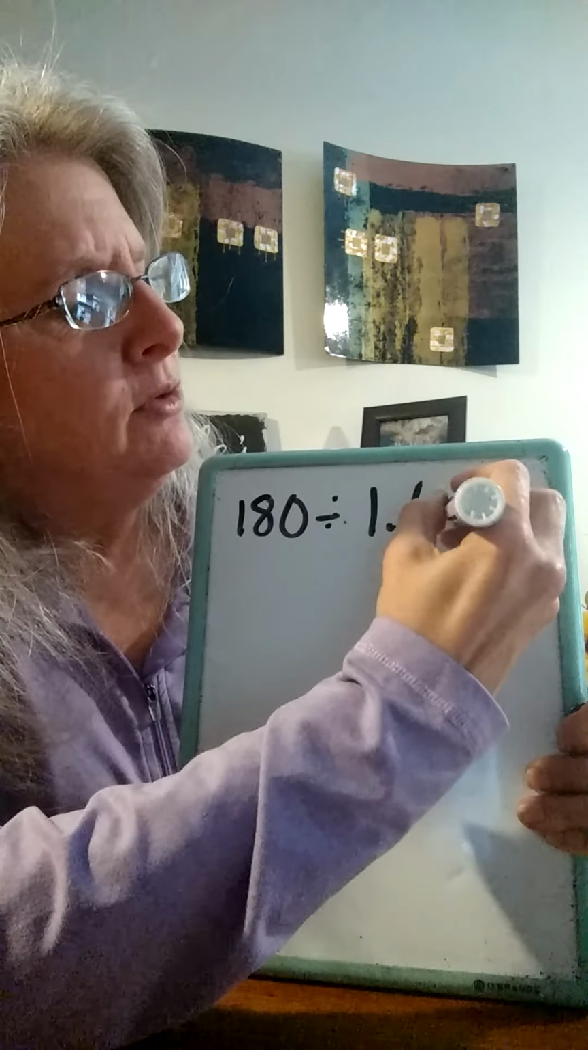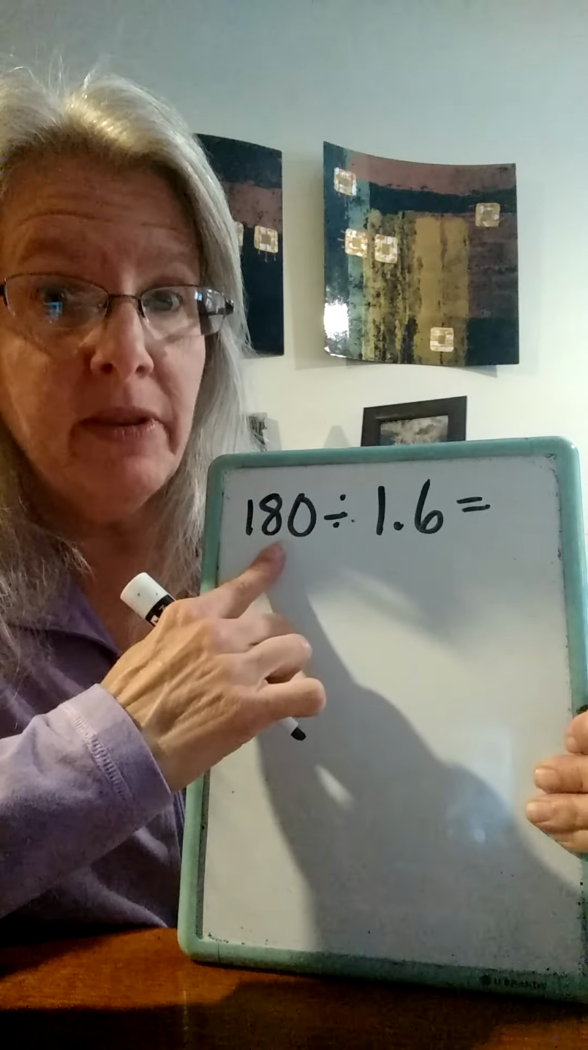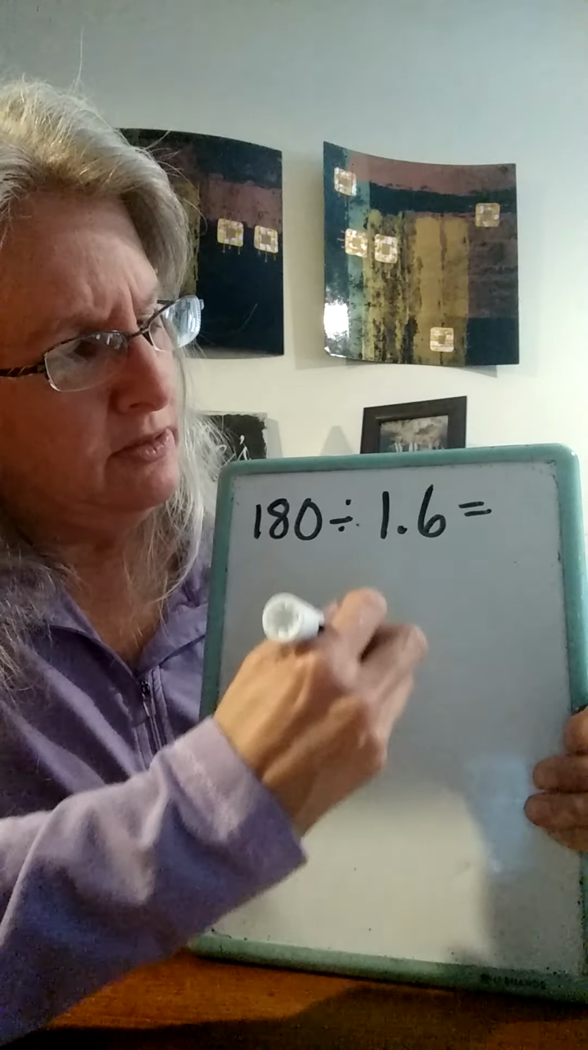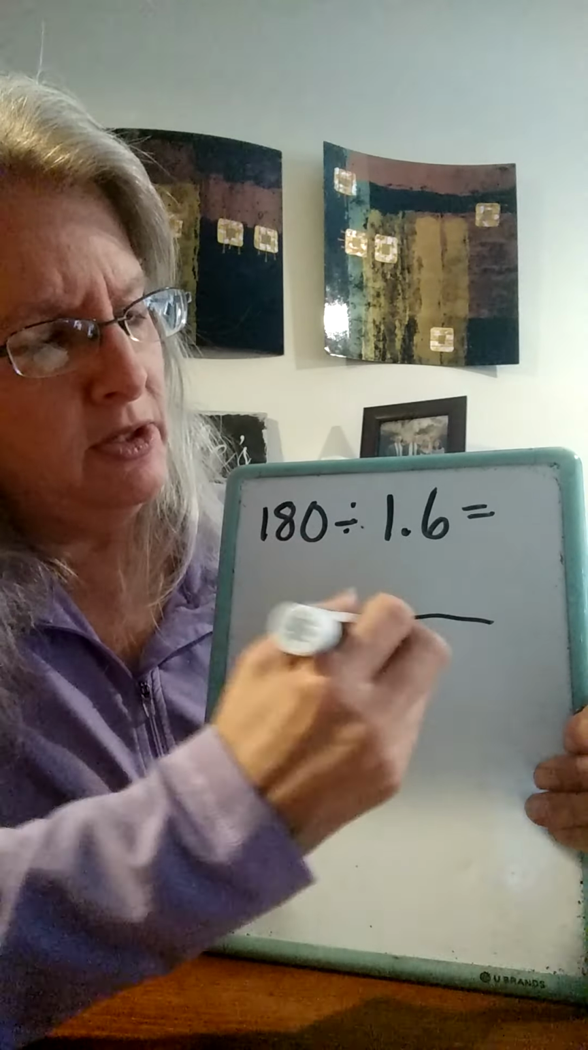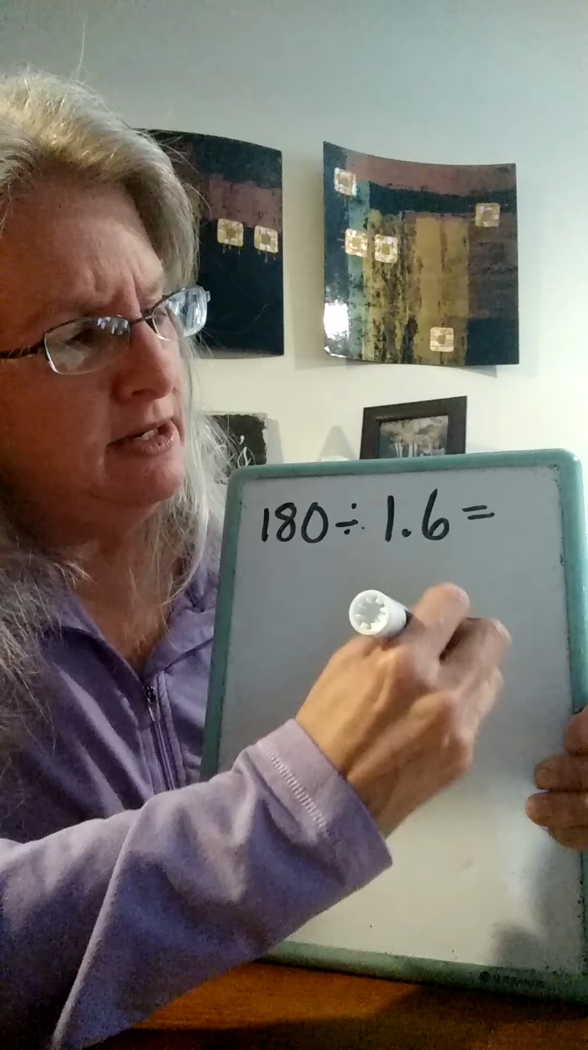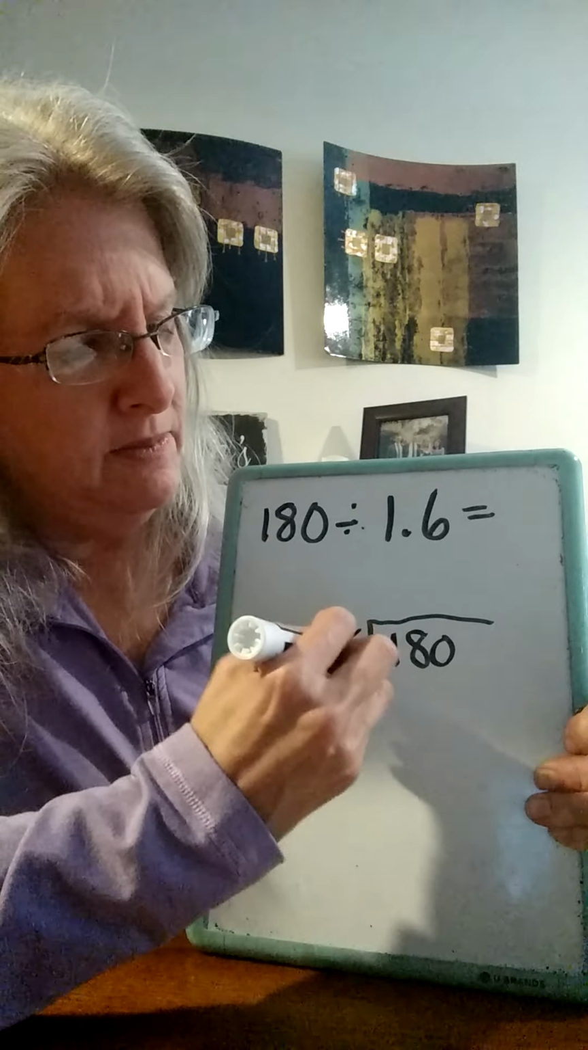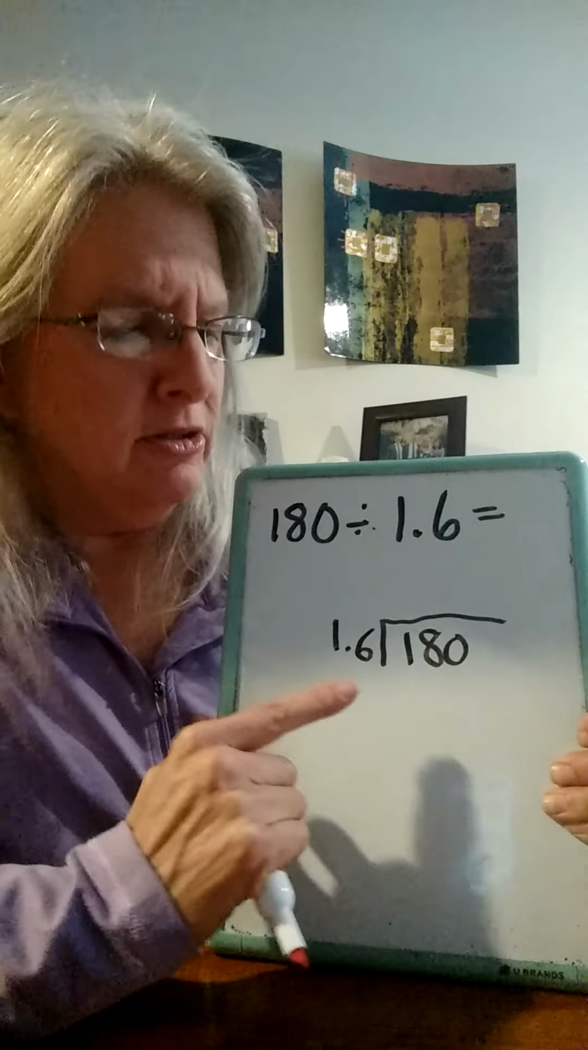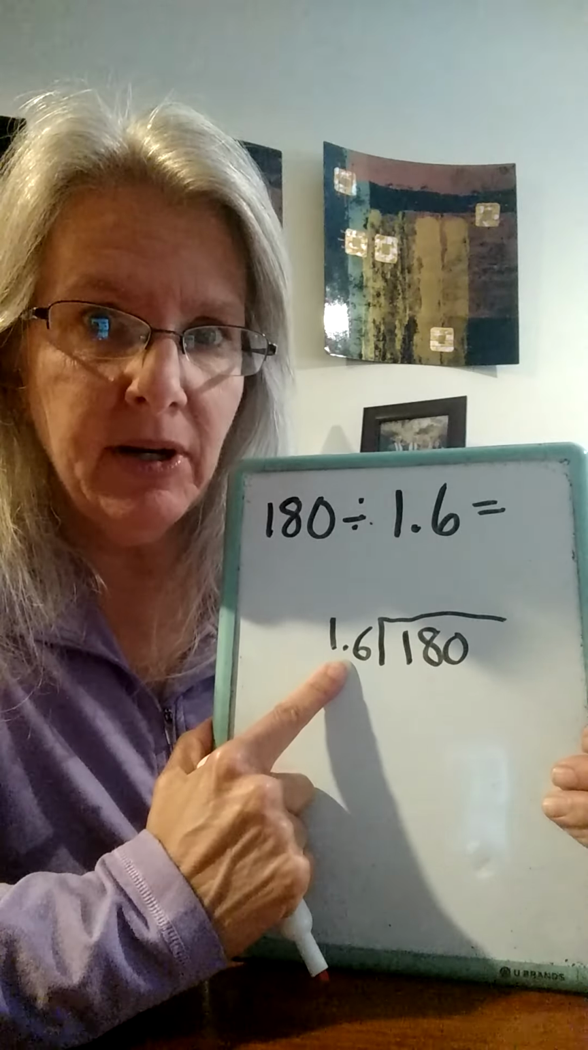Okay, this time we're going to do another problem. In this problem, instead of having the decimal in the dividend, we're going to have it in the divisor. So we're going to do 180 divided by 1.6. So here's your problem. Remember, the first number is the one that goes under the division bar. So here's our division bar. The first one goes under. 180 divided by 1.6. Now you'll notice we have a decimal point in our divisor.